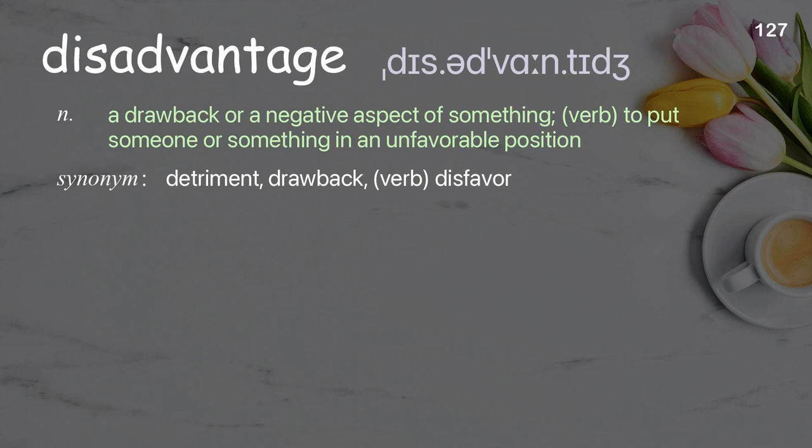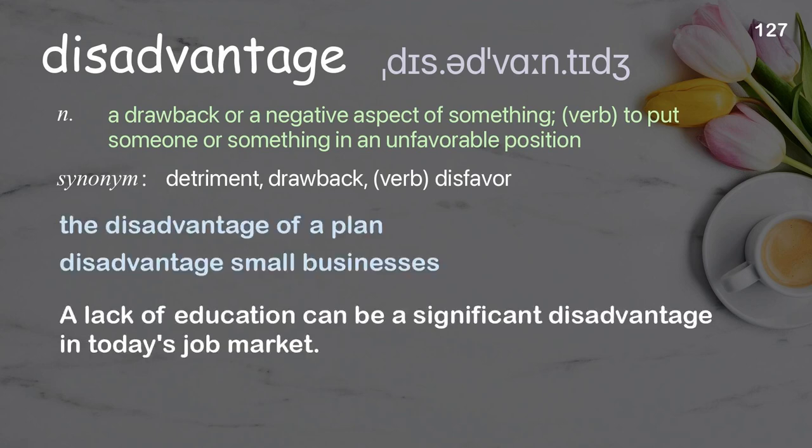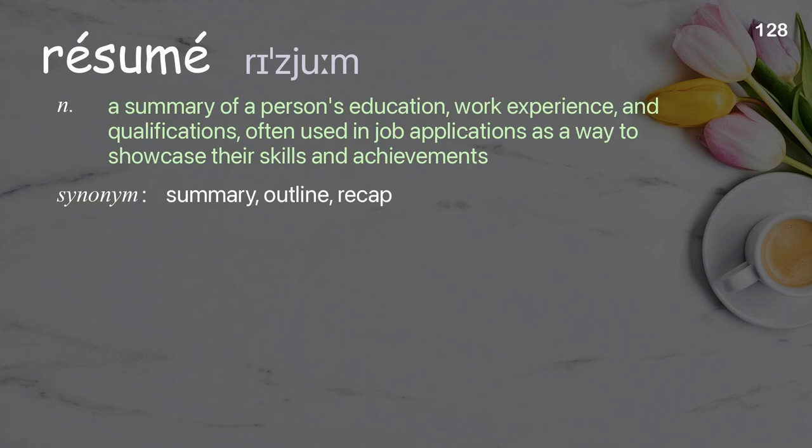Disadvantage. A drawback or a negative aspect of something. Verb, to put someone or something in an unfavorable position. Examples. The disadvantage of a plan. Disadvantage small businesses. A lack of education can be a significant disadvantage in today's job market.